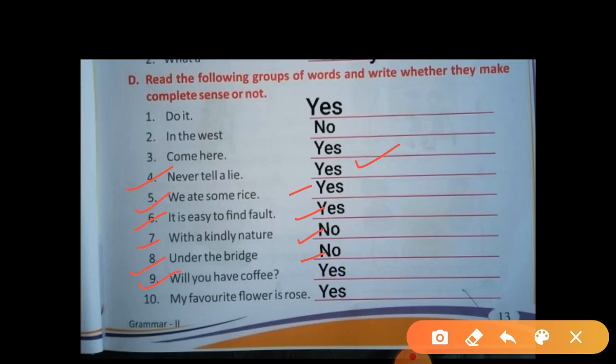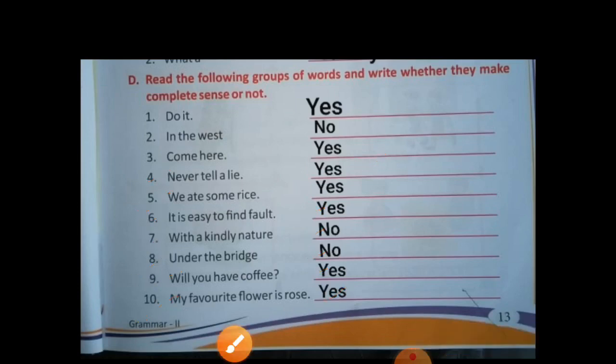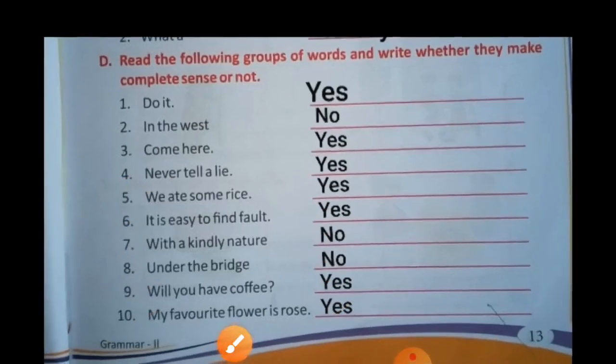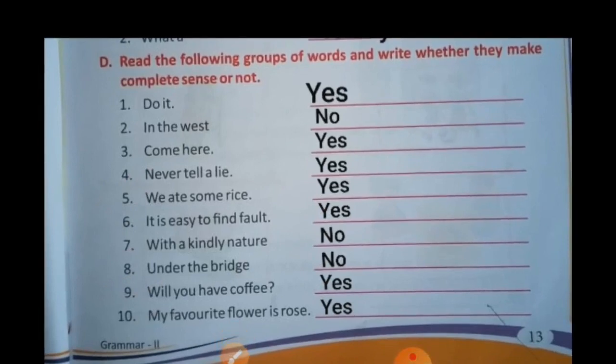And ninth, "Will you have coffee?" क्या तुम कॉफ़ी लोगे? Yes. Tenth, "My favorite flower is rose." It is also a complete sense. So it is also a complete sense sentence. So here I have written yes. So this is the answer of your D exercise. You all will be able to write all the answers from this exercise. Okay. Now come on next.